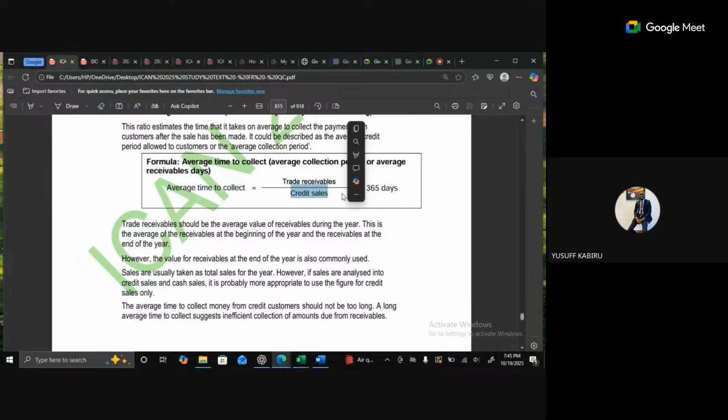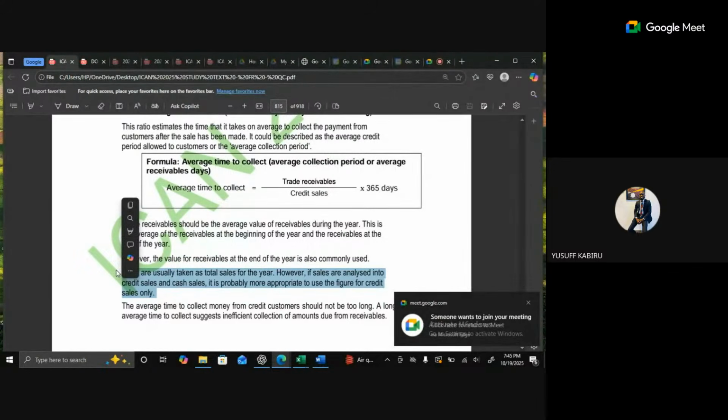That is just what you are going to bring in here, right? So that is simply what they are explaining in this place. They say sales are usually taken as total sales for the year. However, if sales are analyzed into credit and cash sales, it is probably more appropriate to use the figure for credit sales only.